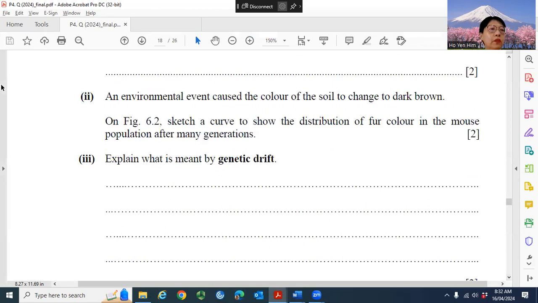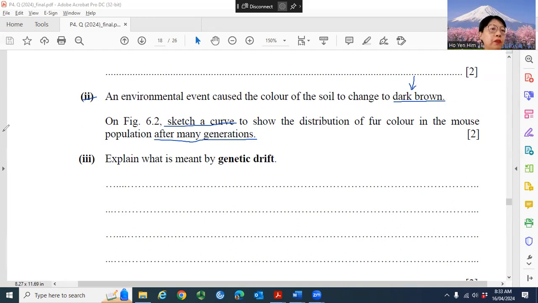So part 2, an environmental event caused the color of the soil to change to dark brown. So now the soil becomes dark brown. It could be fire or something that caused the soil to change color. You need to sketch a curve to show the distribution of the fur color in the mouse population after many generations. So the soil color is dark brown, so the phenotype of the mice body color selected should be dark brown. Dark brown becomes the new optimum.